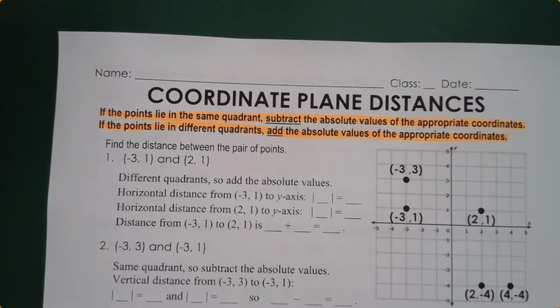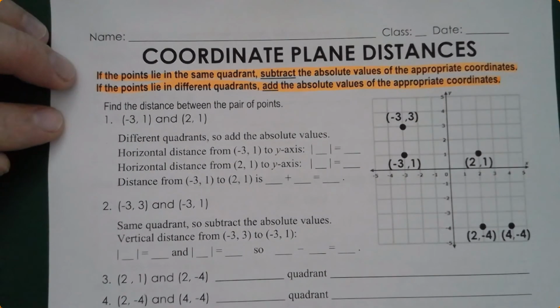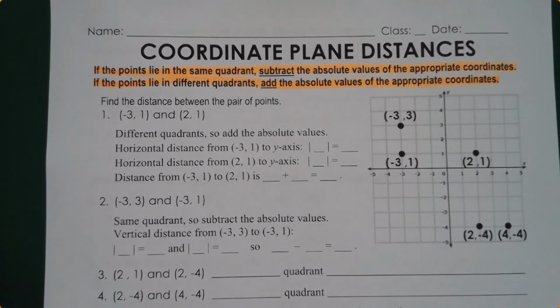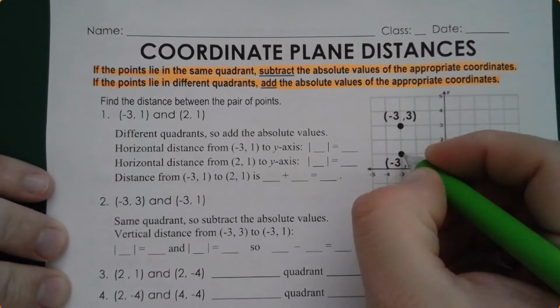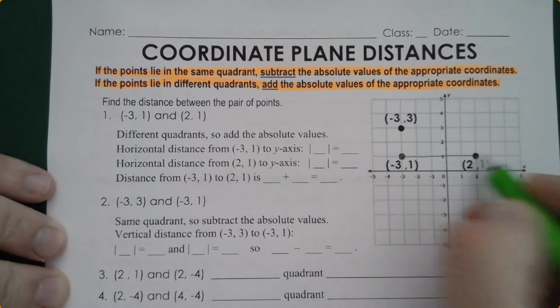Now remember, absolute value measures distance, and distance is always going to be positive, okay? So remember that. When we are working with absolute value, we're talking about positive values, okay? So let's take a look at number one. Find the distance between the pair of points, negative 3, 1 and 2, 1. So let's take a look at our coordinate plane. Here's negative 3, 1, and we're going all the way down to here to 2, 1.